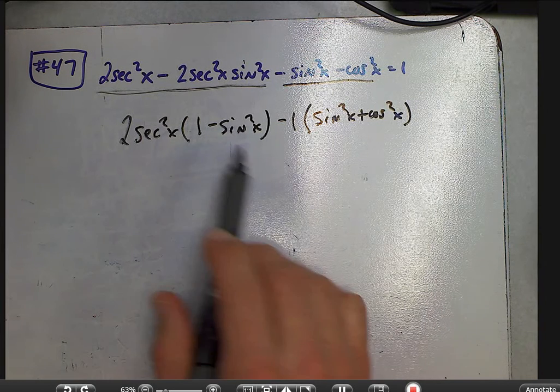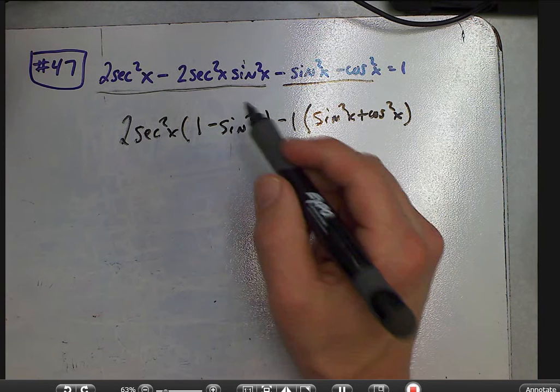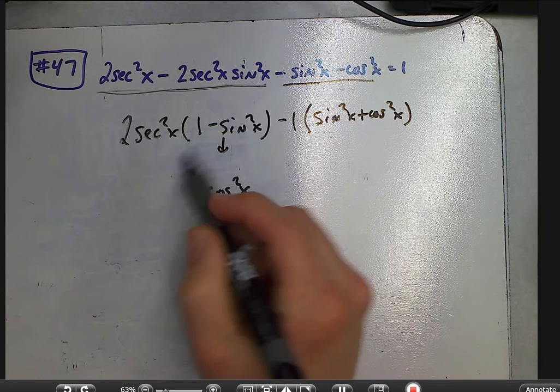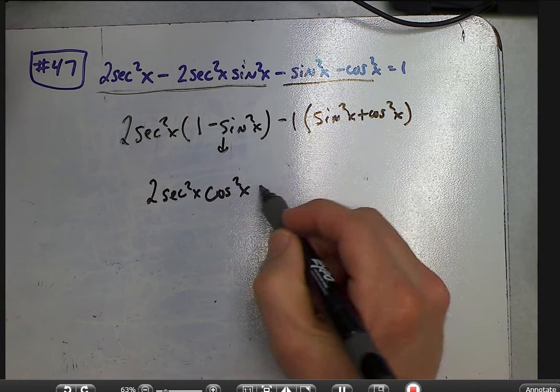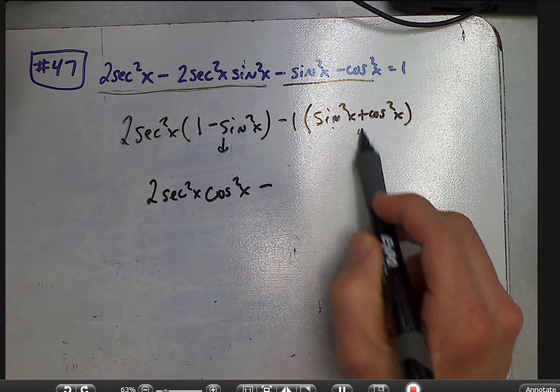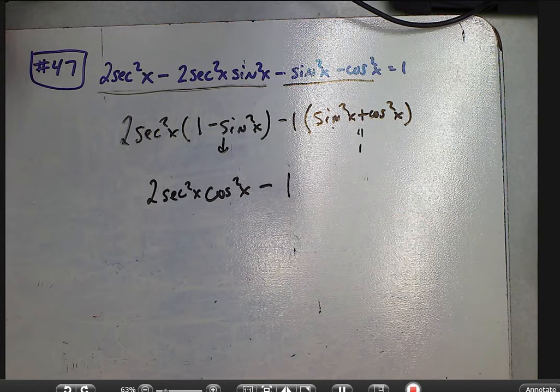I know that 1 minus sine squared x is the same thing as cosine squared x. So I have 2 times secant squared x cosine squared x. And I know that sine squared x plus cosine squared x is equal to 1. -1 times 1 is just -1. And now I'm down to this.